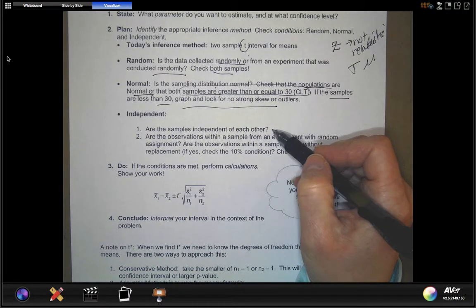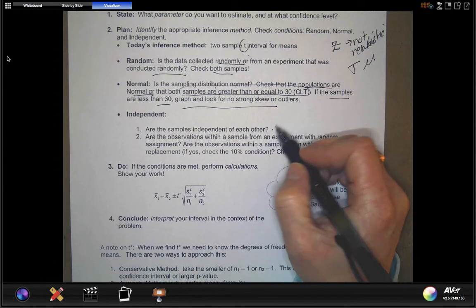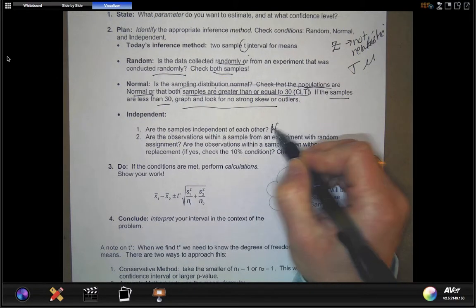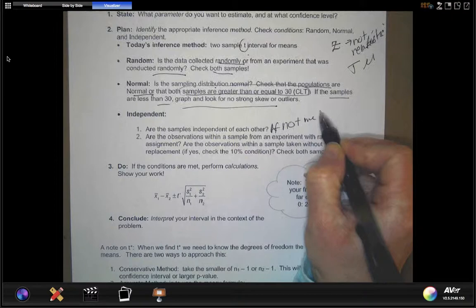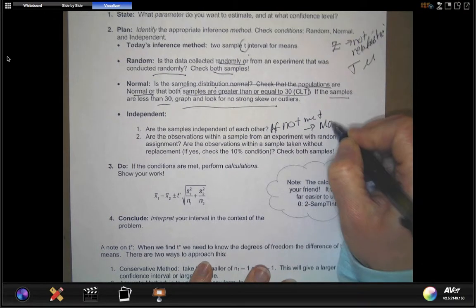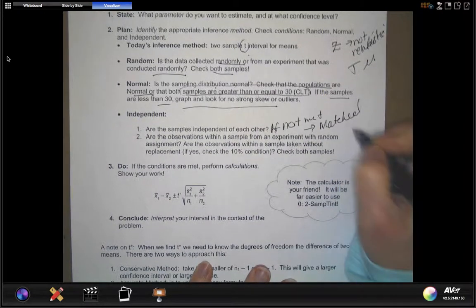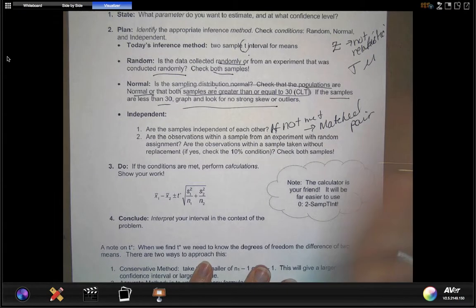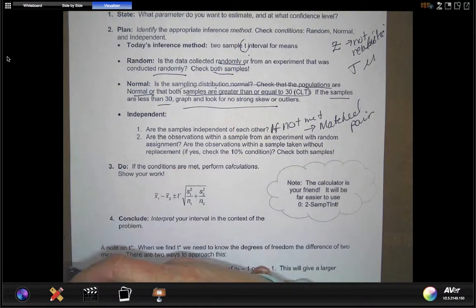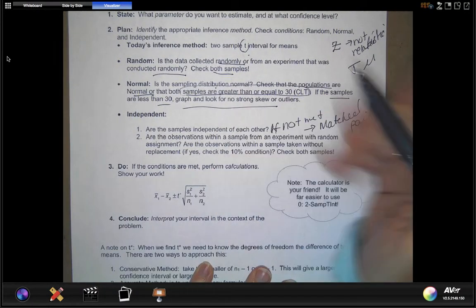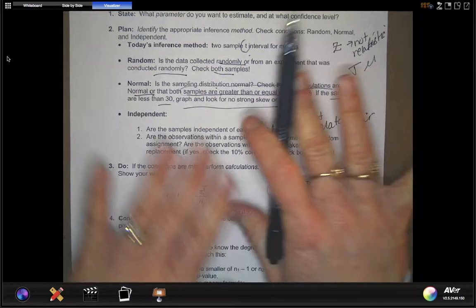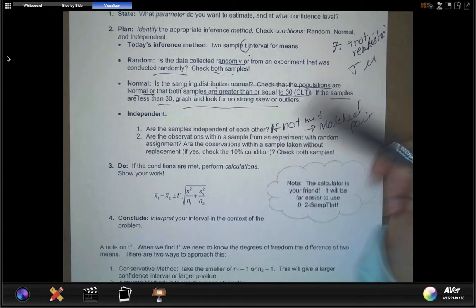We still need independent samples. If this was not met, it would be a matched pair. We don't want a matched pair scenario here. Matched pairs are 1 sample procedures, which we did back in chapter 9. We want just 2 samples here. So we want 2 completely independent samples.